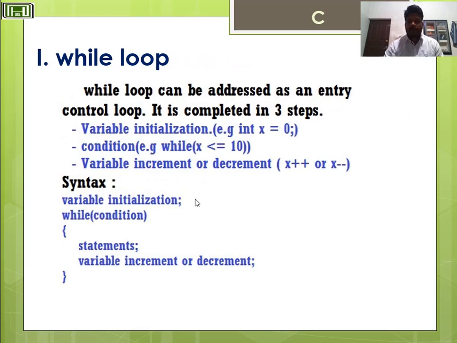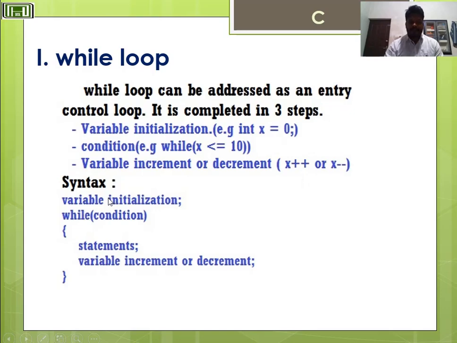First one, while loop. While loop can be addressed as an entry control loop. It is completed in 3 steps. First step, variable initialization, for example int x is equal to 0. Then second step, condition checking, that is while x less than or equal to 10. And third step, variable increment or decrement, that means x++ and or x--. It can be post or pre increment or decrement.